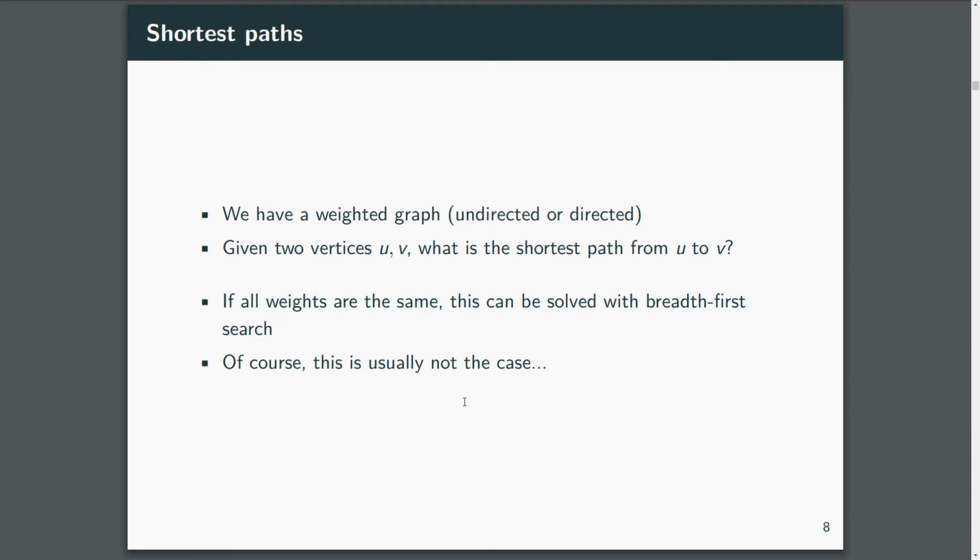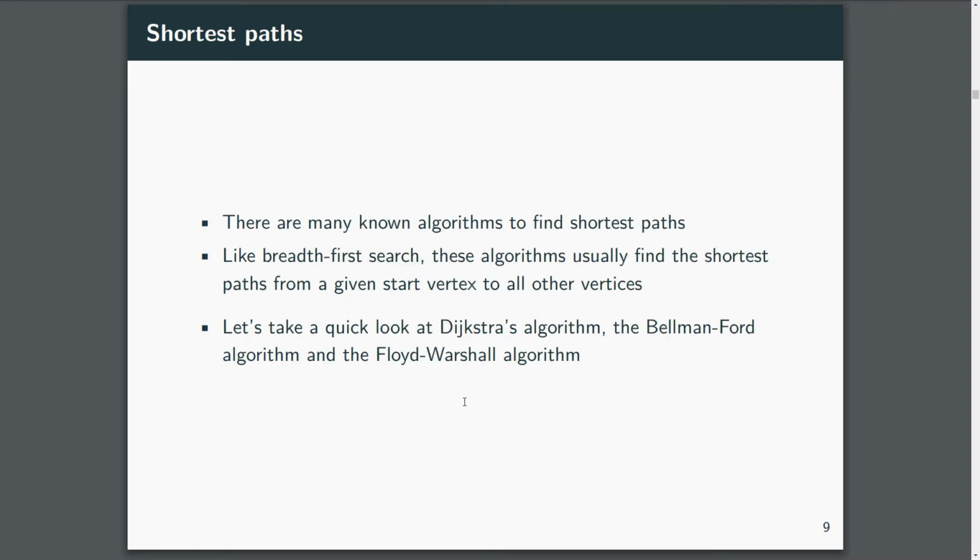Then we have shortest paths. So we have a weighted graph. It can be undirected or directed. And we want to know what's the shortest path from the vertex u to the vertex v. And of course, if all the weights are equal, then you can solve this with breadth first search. But that's of course a very specific case. And there are many known algorithms to do this for different cases.